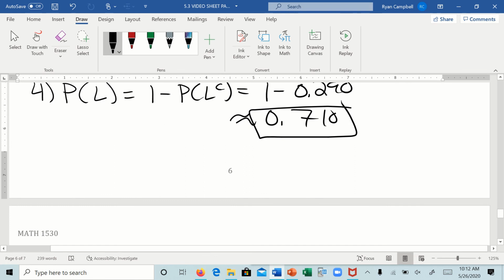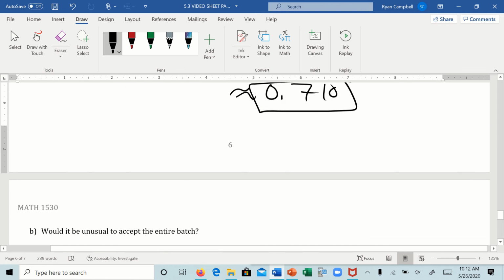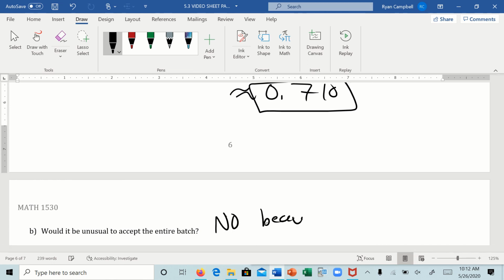So, would that be considered unusual? Would it be unusual to accept an entire batch? This time, no, it would not, because 0.710 is way bigger than 0.05, right? 71%, that's definitely usual.